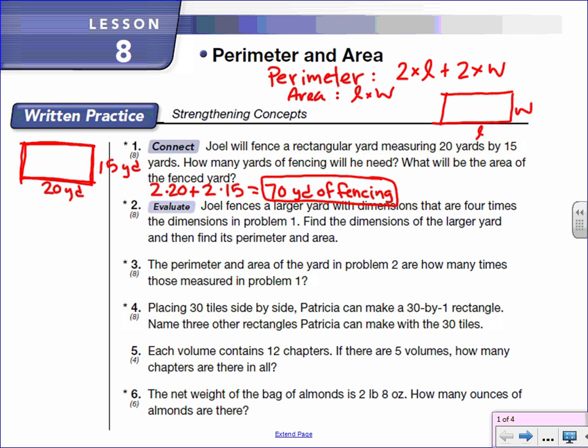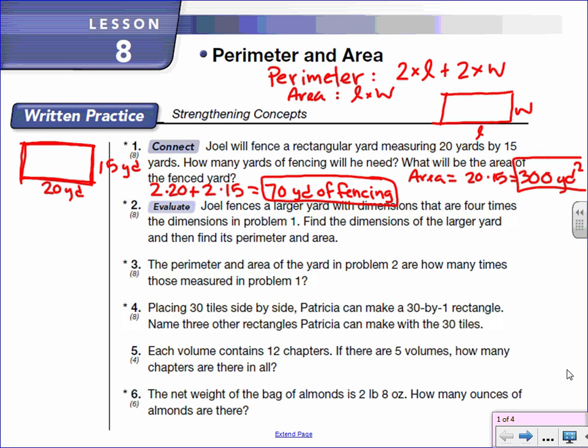Then the second part of the question says, what will be the area of the fenced yard? The area we're going to find by multiplying 20 and 15. So area equals 20 times 15. Well, 2 times 15 would be 30, and then we put the extra 0 at the end. So 300 yards squared. For perimeter, the units will always be whatever units you have in your problem. So we have yards in this case. For area, the units will always be the units that they give you squared. So if it was feet, it would be feet squared. If it was millimeters, it would be millimeters squared.